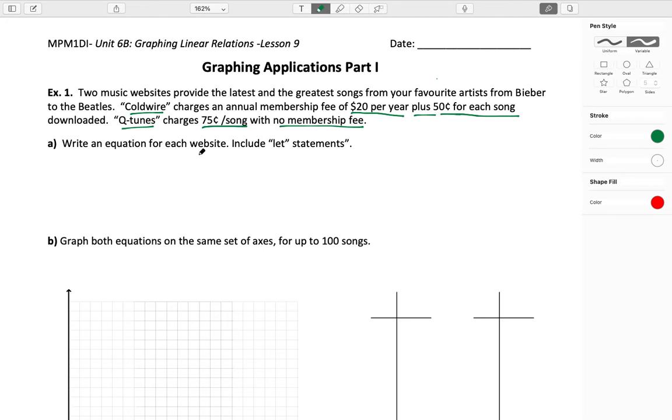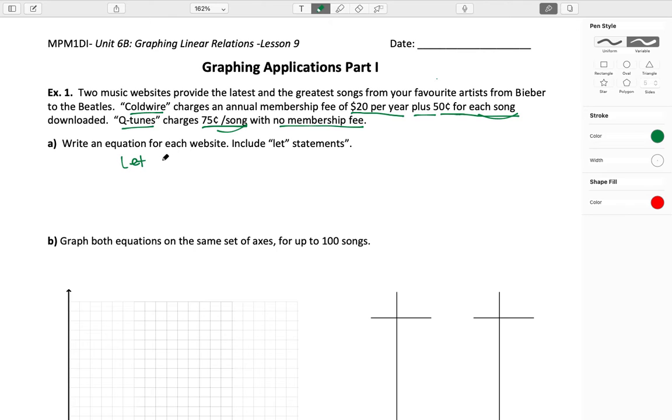Now, again, in order to write an equation, we have to have a let statement. As you can see here in the question, I see per and each. I think I gave you a hint that every time you see per or every or each, that's going to be your slope. But in this case, there's no membership fee. So we're going to assume that we're just looking at 1 year. Per is going to be based on the number of songs, per song.